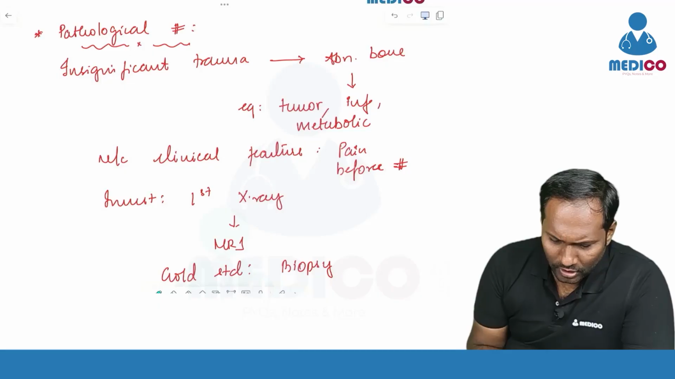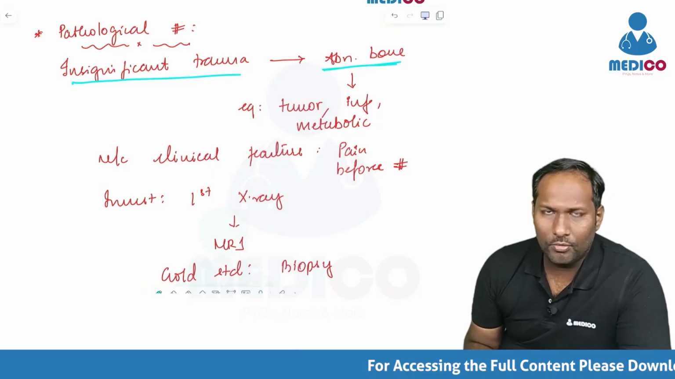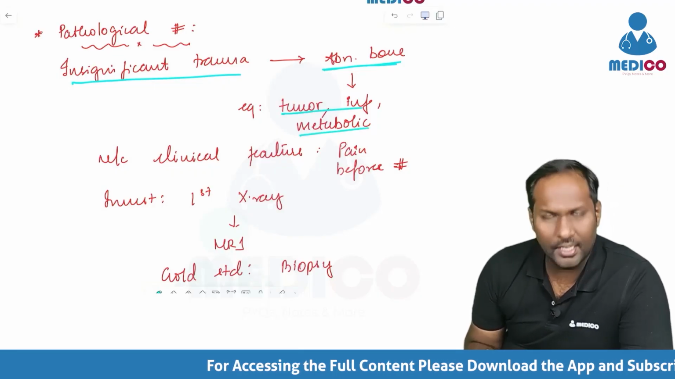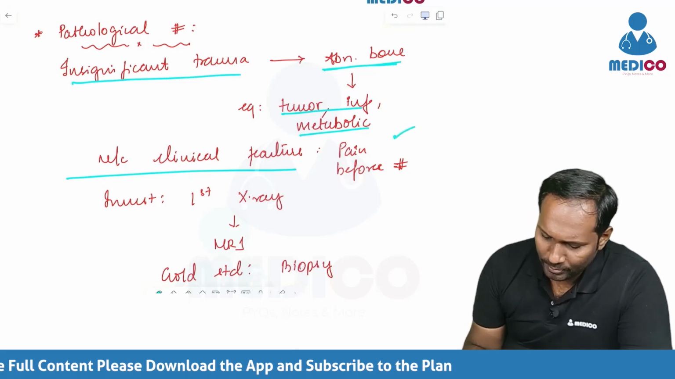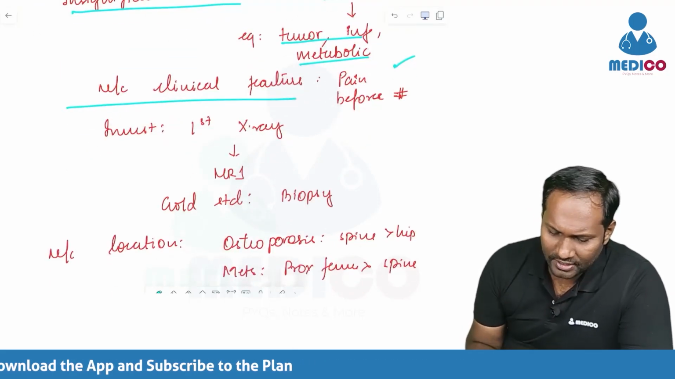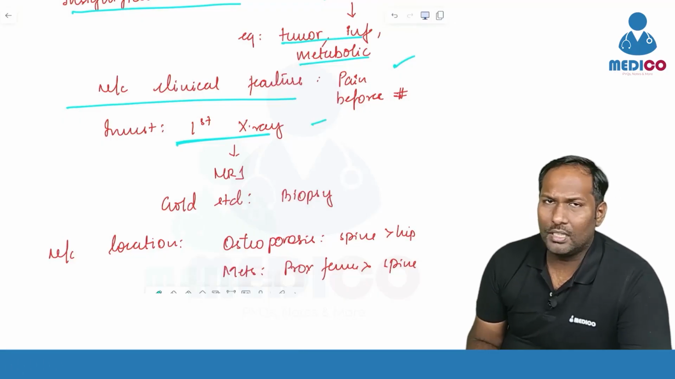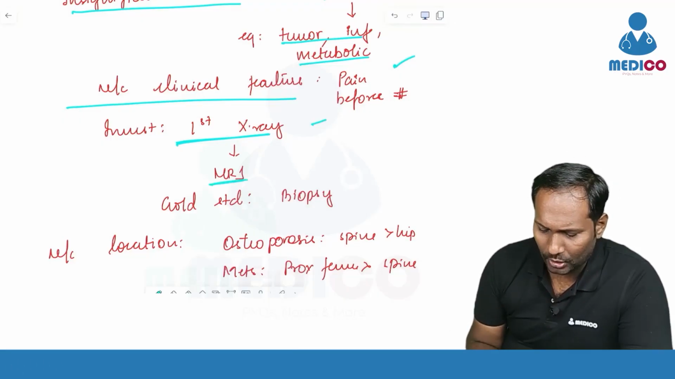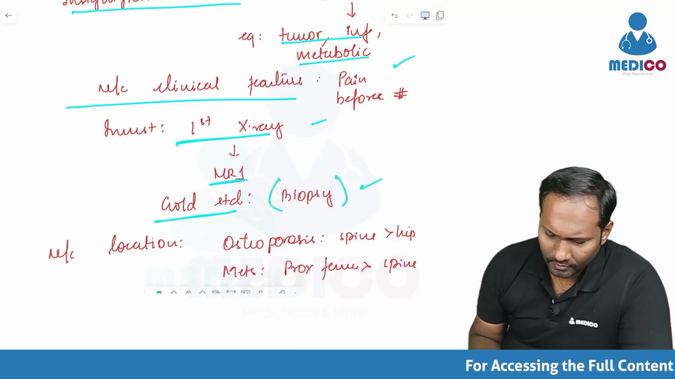So regarding pathological fracture, as we discussed before, an insignificant trauma is occurring on an abnormal bone. Examples are tumor, infection and metabolic bone diseases. The most common clinical feature is pain before the fracture. The first line of investigation is always the simpler one, that is the X-ray, but you have to proceed with an MRI. But the gold standard for any pathological fracture is a biopsy.